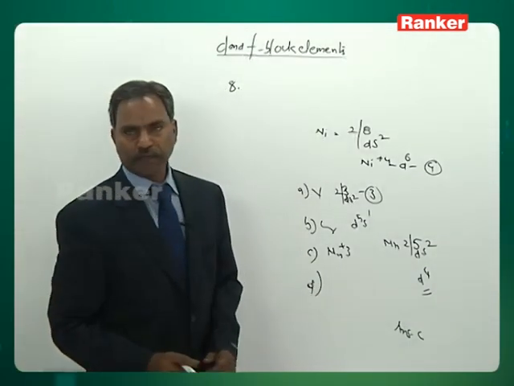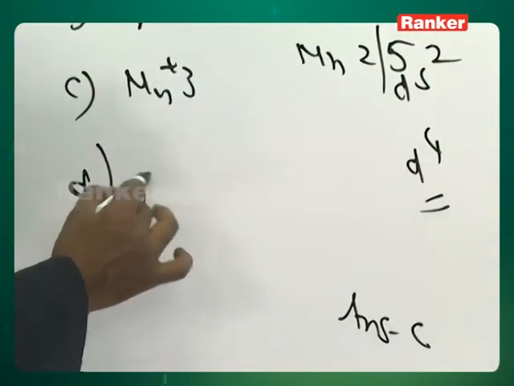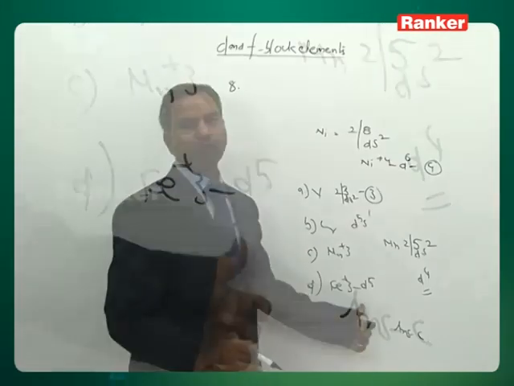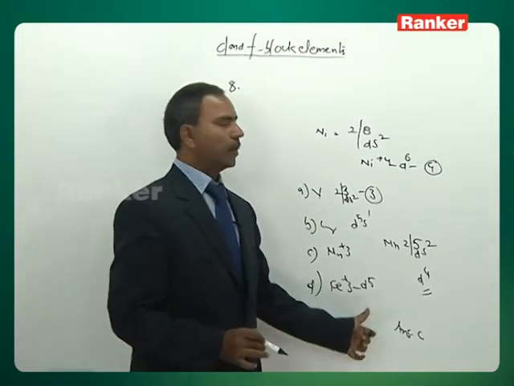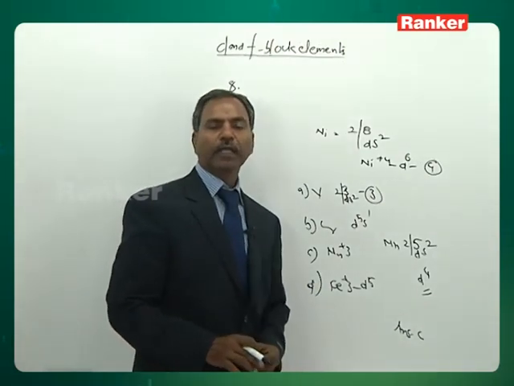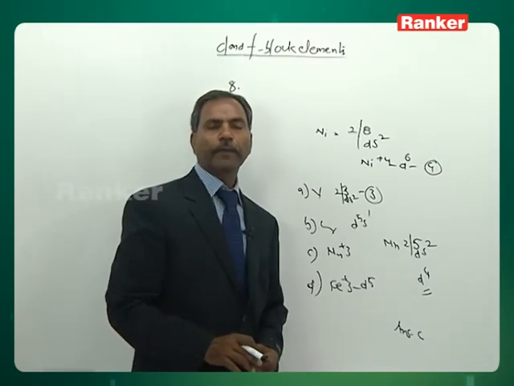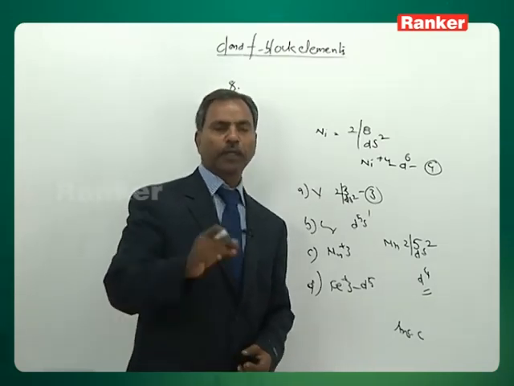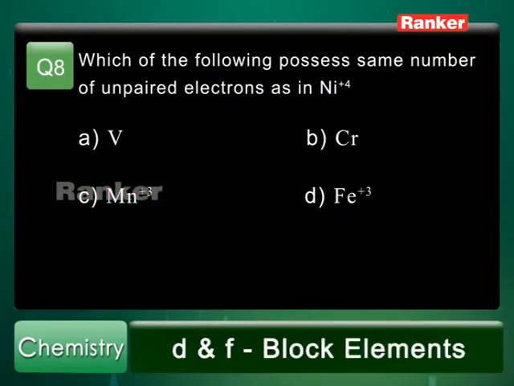Now, Fe+3 is given. You know, Fe+3 means d5 configuration, carrying 5 unpaired electrons. So Ni+4 carries 4 unpaired electrons, and Mn+3 carries 4 unpaired electrons. So for this eighth question, option C is the correct answer.